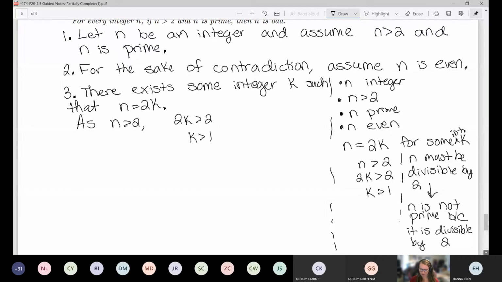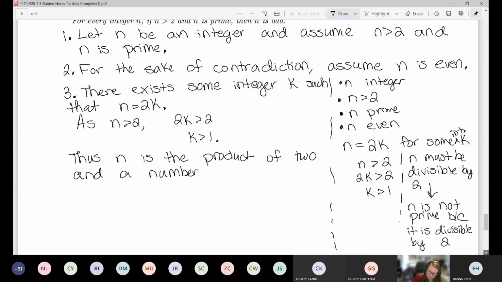Now I don't know if I put a period or not. Sure. Thus, n is the product of 2 and a number greater than 1. I'm essentially setting up the idea that it's divisible by 2, which is the next thing I'm about to write. So, n is divisible by 2.